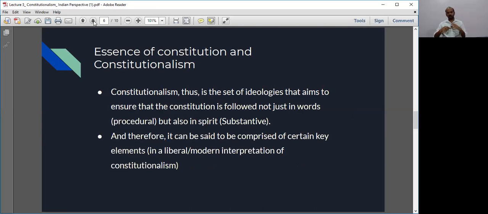So I have mentioned it over here. Constitutionalism thus is the set of ideologies that aim to ensure that the constitution is followed not just in words, which seeks to establish a procedural kind of setup or institutions, but also in spirit, which seeks to establish a substantive kind of institutions where the underlying philosophies are put into practice in the real world, right? And therefore it can be said to be comprised of key elements.